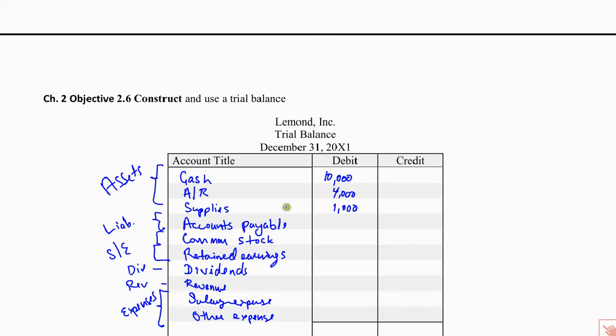If you're creating one, it's going to make your life easier because you have asset, liability, stockholders' equity, right? So this is the balance sheet right here. Revenues, expenses here. This is the income statement. And then you have the dividends for a statement of retained earnings. Okay, so let's get back to this.